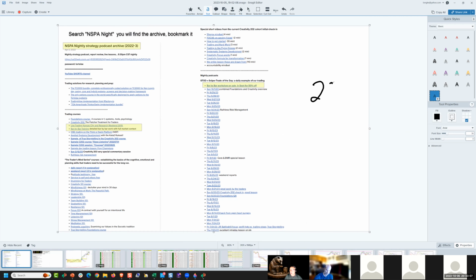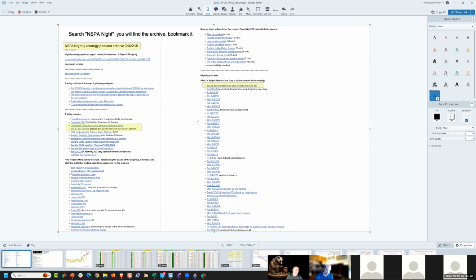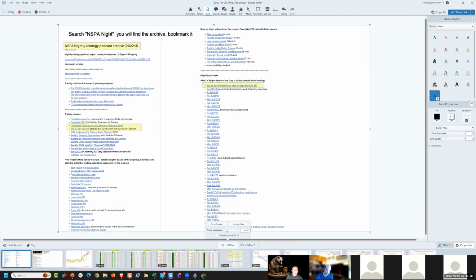And as long as you're a foundation student, you have access to all that stuff and all the reports for $25 a month forever. That's the best deal you'll ever get in trading anywhere, I believe, if you're interested in my stuff. Now, let me show a few other things on that same page.